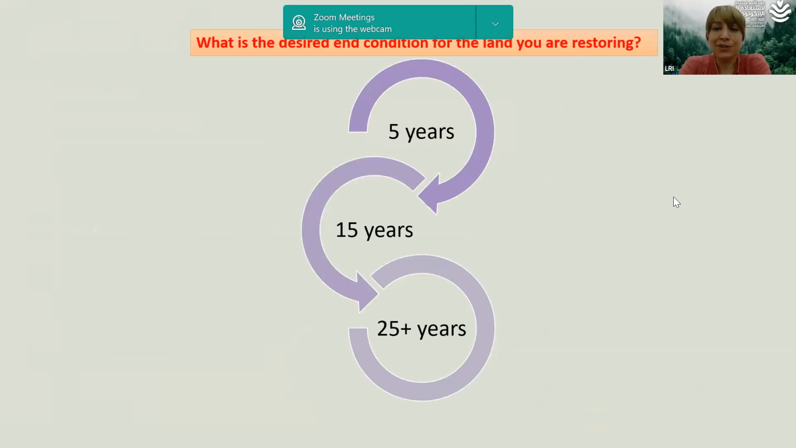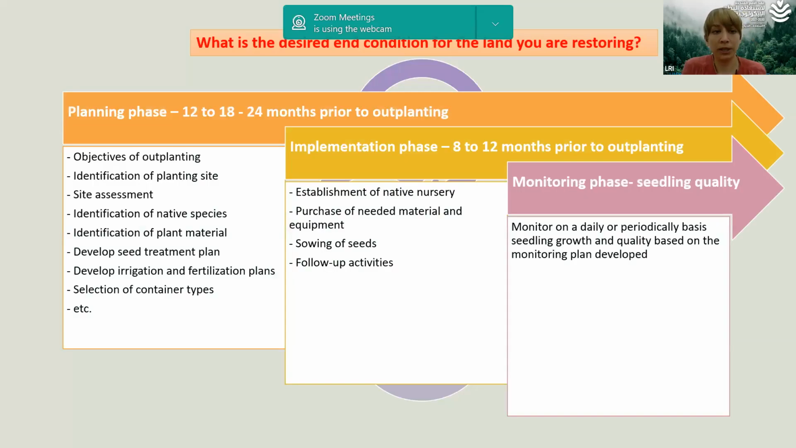We take into consideration long-term planning, whether it's 5 years, 15 years, or 25 plus years. What do we want to achieve in our restoration project in 5 years, in 15 years, or in 25 and more years? So the planning phase usually takes between 12 to 18, up to 24 months before outplanting starts. We need to take into consideration objectives of outplanting, identification of planting site, site assessment, identification of native species and of plant material, develop a seed treatment plan, develop the irrigation and fertilization plans, and select the best stock type or container types.